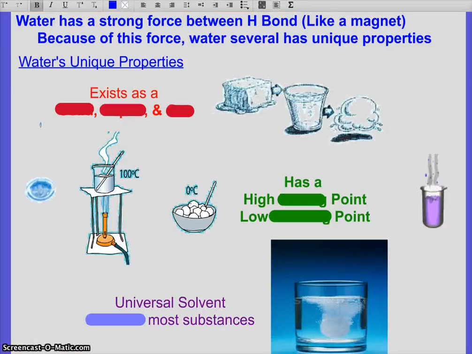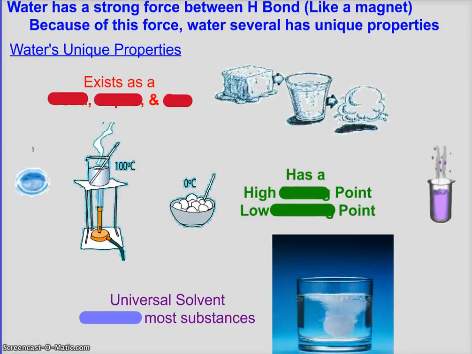All right, so back to that force or that magnet between the hydrogens that causes all these unique properties of water. Looking at the pictures, who can give me any of these properties? A solid. It could exist as a solid or gas. So that's a unique property of water. Anything else on this page you can give me?